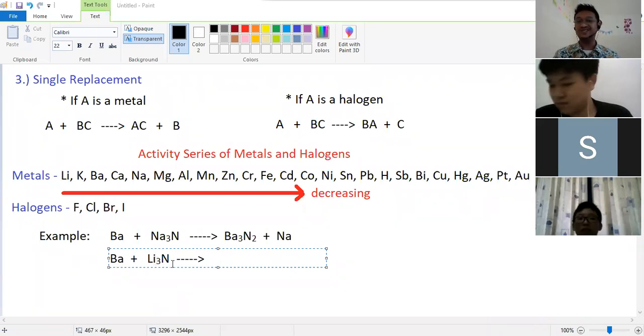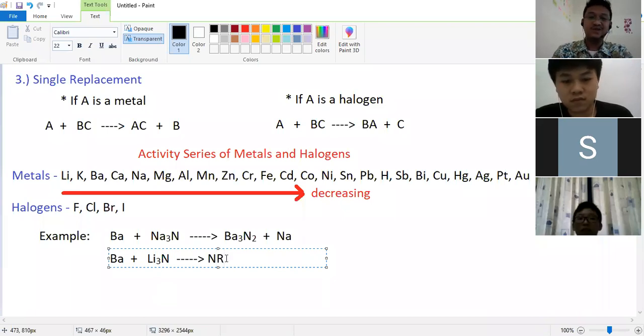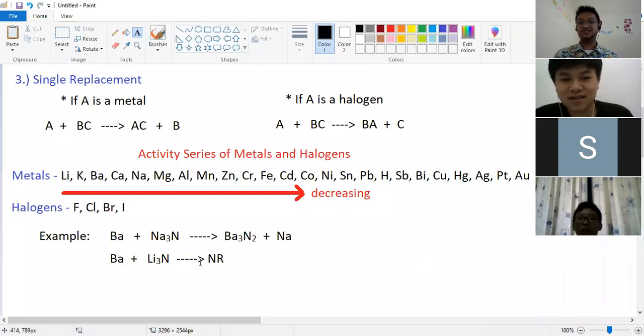Why is the answer just the same? Or you can just write here NR. When we say NR, what does it mean? No reaction, yes. So if no reaction, the result is just the same, Ba plus Li3N. Why no reaction in this case? Because lithium has a higher activity. Very good. Okay, that's correct.